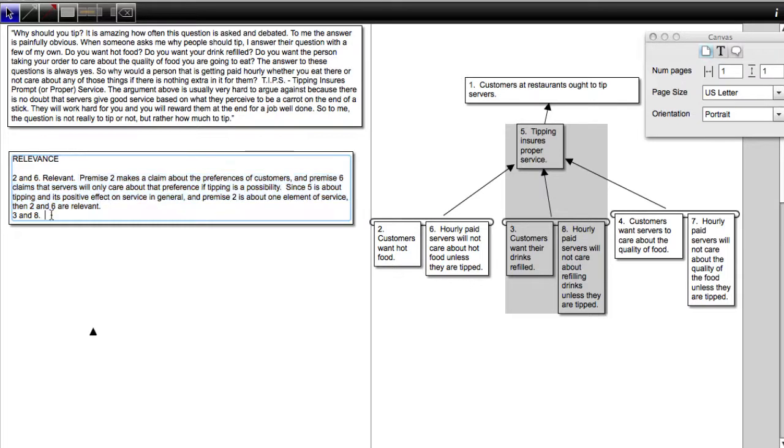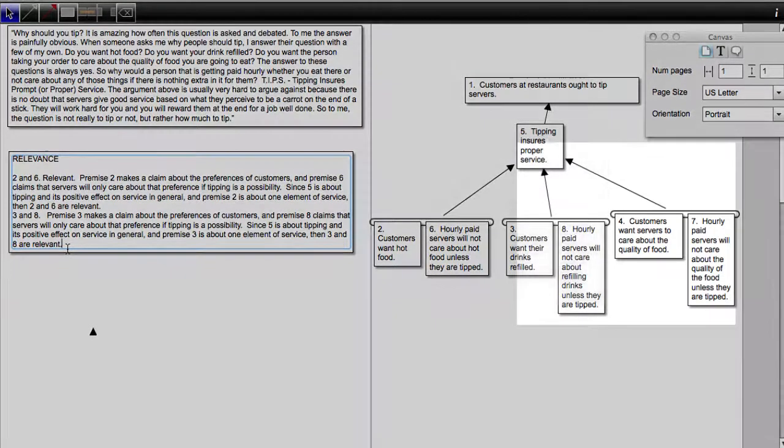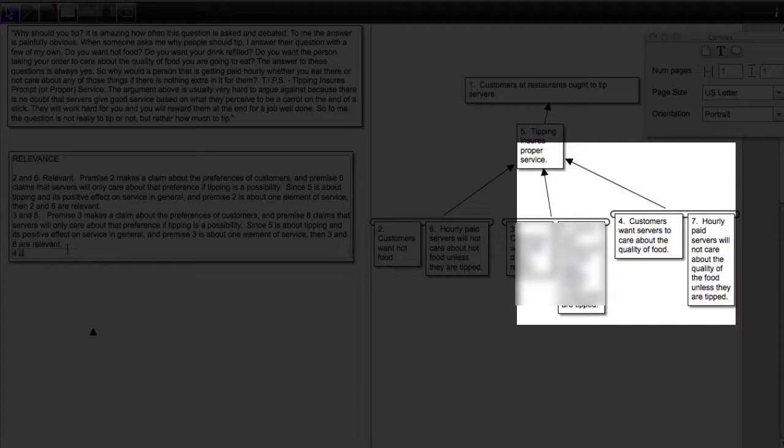I'm going to copy that right in there because my evaluation is the same. Premise 3 makes a claim about the preferences of customers, and premise 8 claims that servers will only care about that preference if tipping is a possibility. Since 5 is that, and premise 3 is about one element of service, then 3 and 8 are relevant. And it's going to be the same thing for 4 and 7.